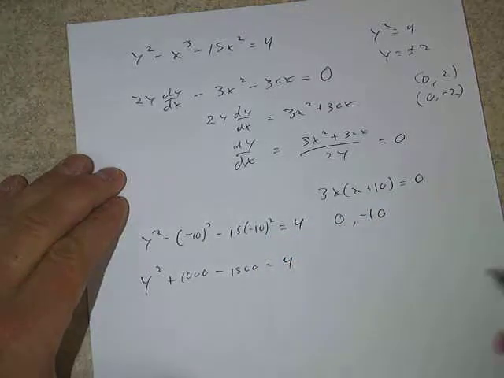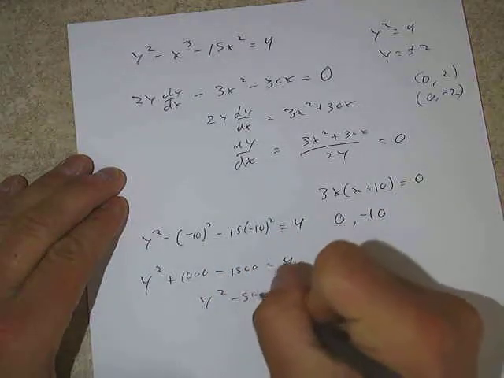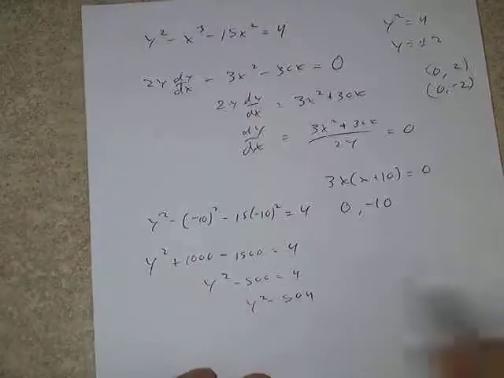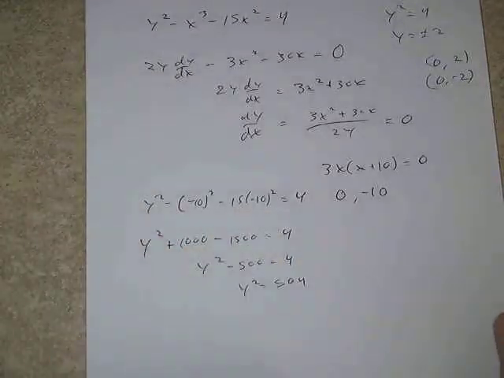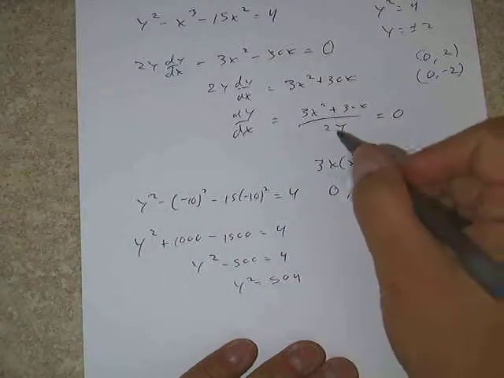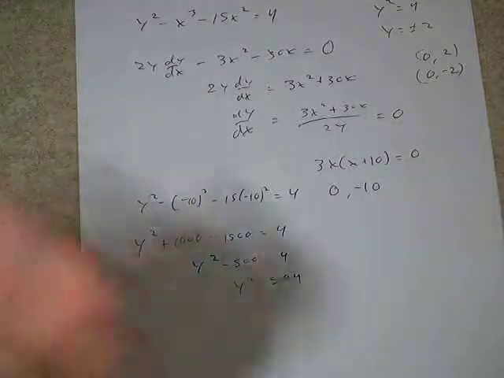And let's check out the negative 10 just to make sure that it actually gives a point that's on this curve. So if we put y squared minus, and we put our negative 10 cubed, minus 15 times negative 10 squared, we're going to wind up with y squared, and this is going to end up being plus 1,000.